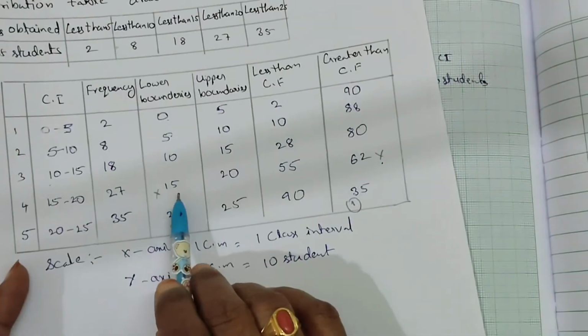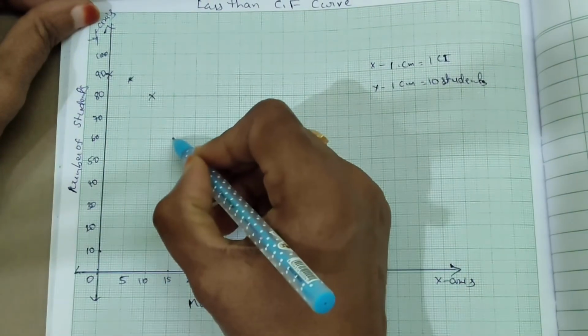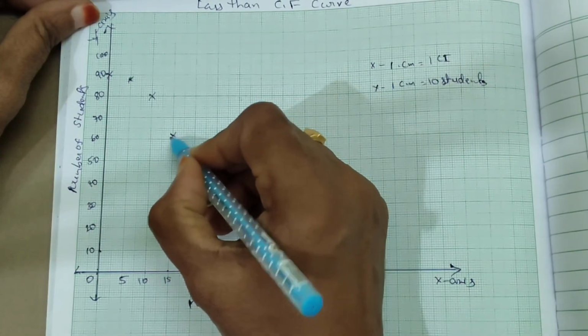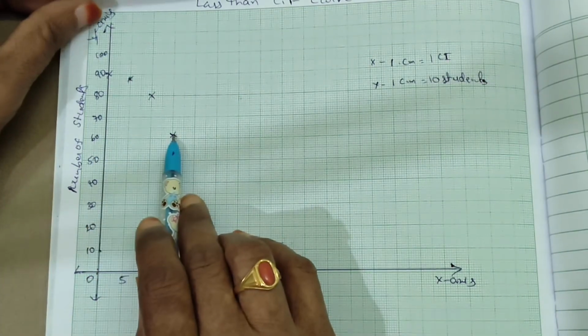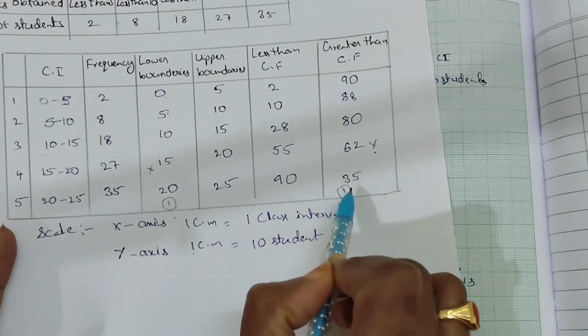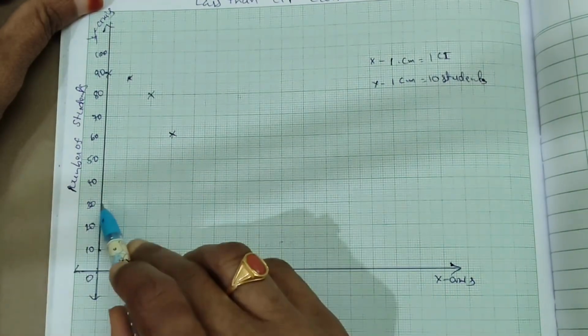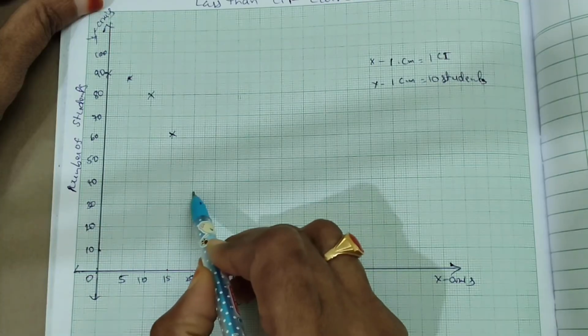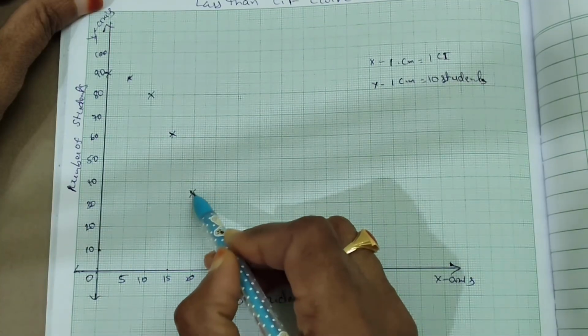Next point is 15 and 62. Here 60 after the second line is 62. Next, 20 and 35: x-axis on 20, and 35 means between 30 and 40, the middle line. So 20, 35 is the point.